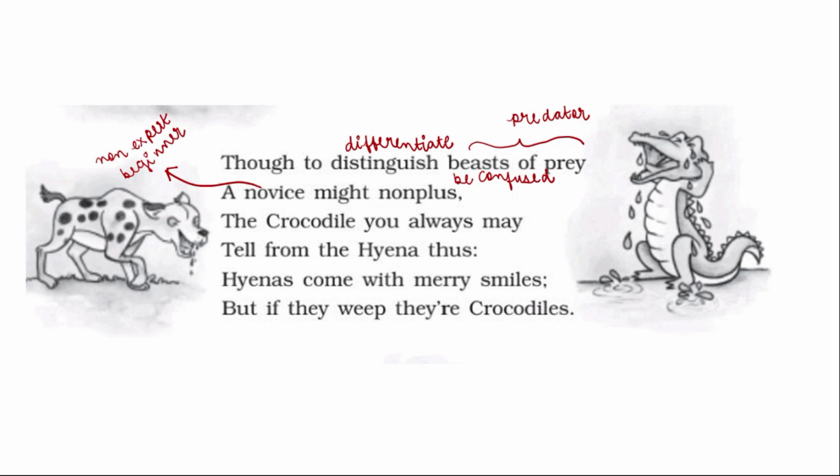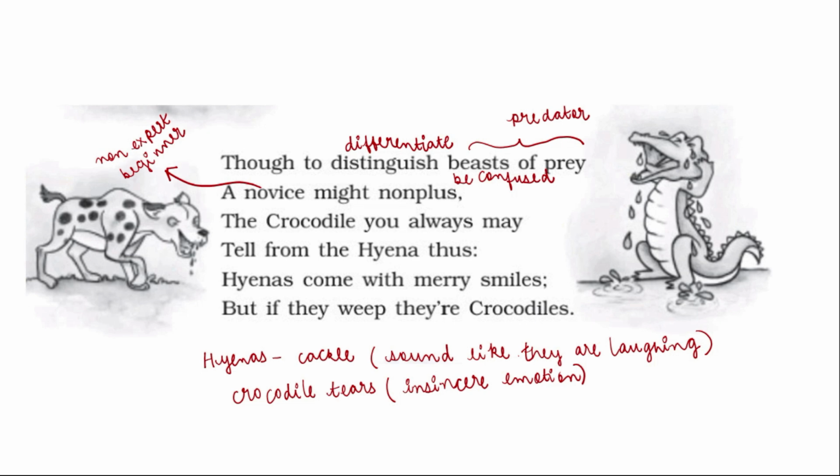The crocodile you always may tell from the hyenas thus. So the poet says you can always distinguish which predator a crocodile is and which predator is the hyena. The hyenas come with merry smiles, but if they weep, they are crocodiles. So when hyenas get very excited, the hyenas cackle. So they make a sound which seems like they are laughing. So that is why it is said, hyenas come with merry smiles. So the cackling of the hyenas sounds like they are laughing.